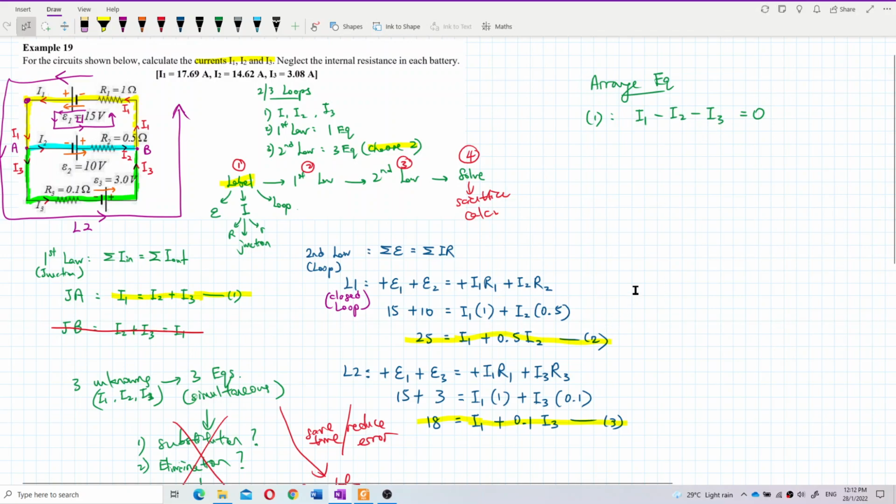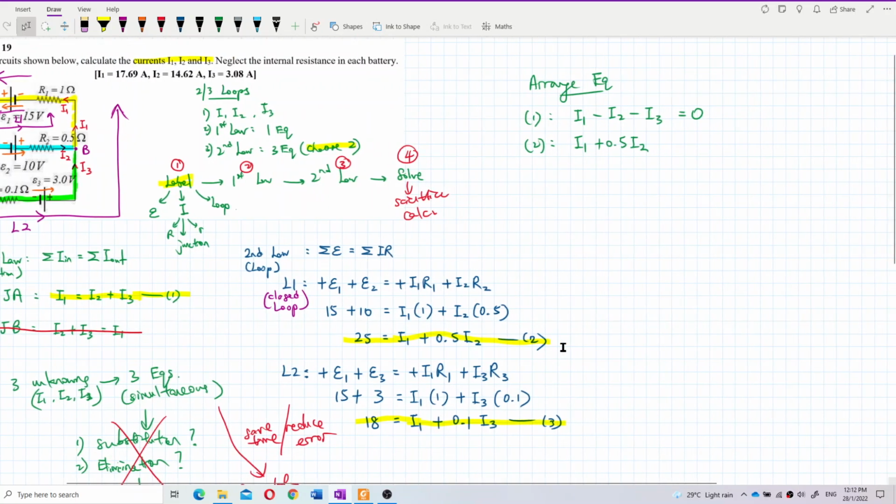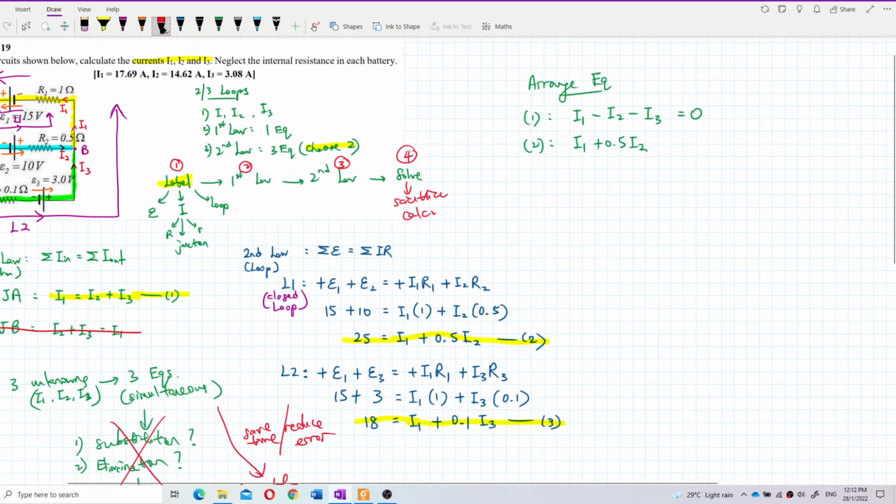And then equation 2 also: arrange I1 first, followed by I2. I2 is 0.5 I2, but you don't have I3, never mind. Put in plus 0 I3. You have to make all of I1, I2, I3 available. If you don't have I3, put 0 I3. Understand? Okay, done. And then this one is 25. That's the second equation.